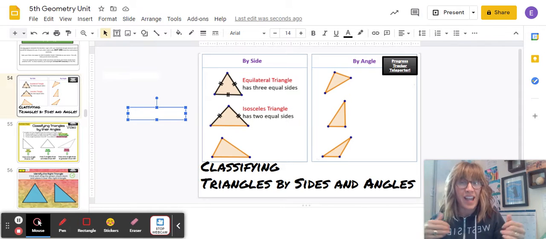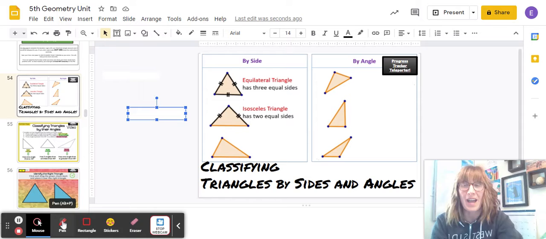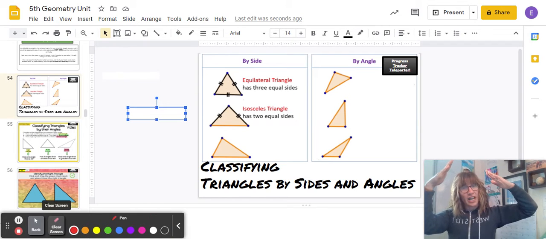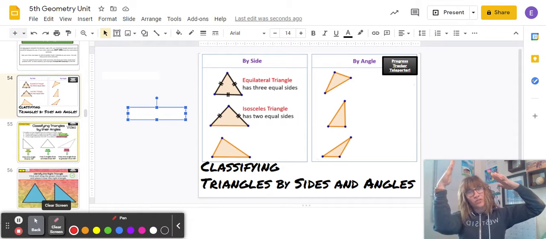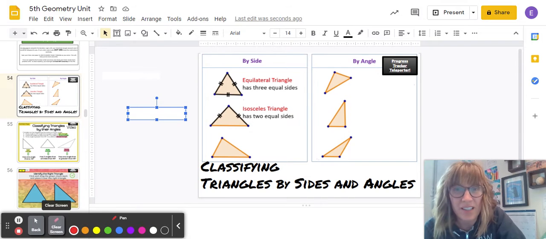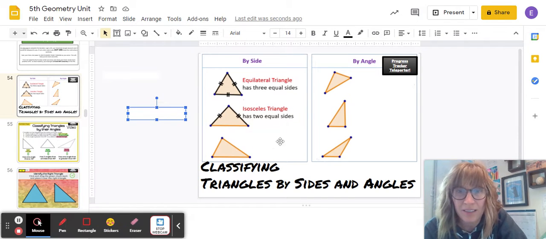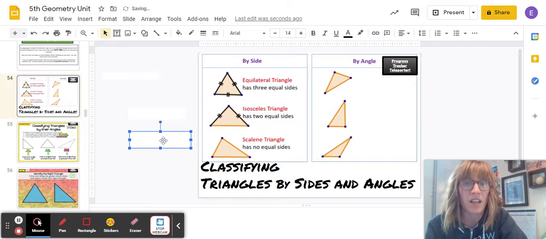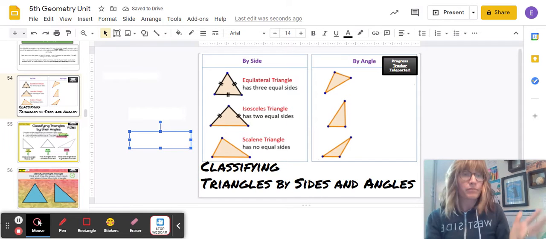When none of the side lengths are the same, they're all different. I like to imagine that if I were a triangle and I had all different side lengths, I would sort of lean, right? So this is called a scalene triangle. All of the sides are different lengths.